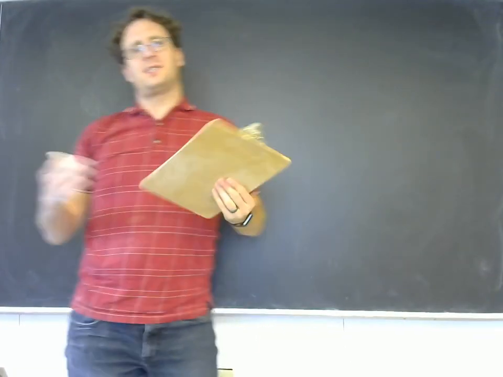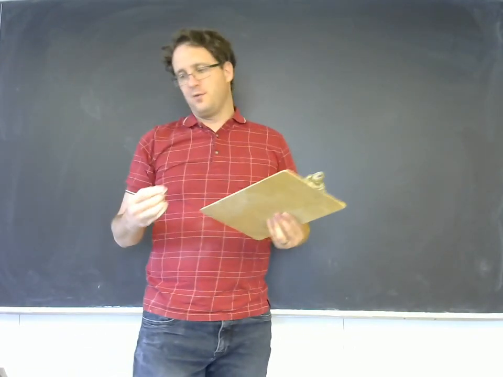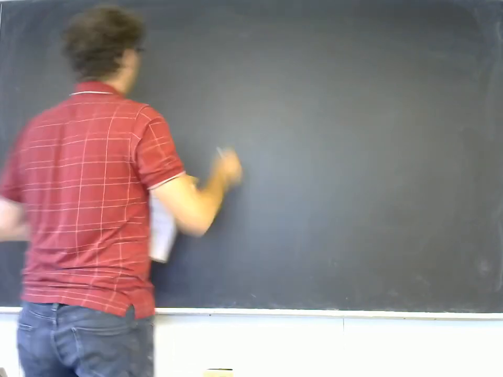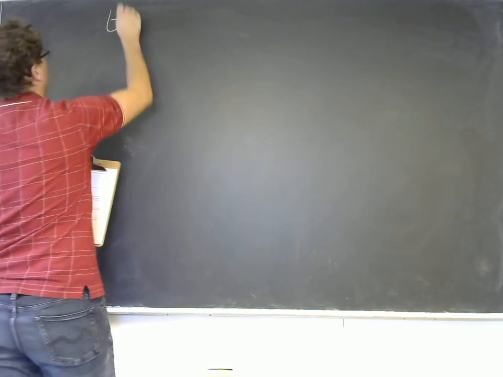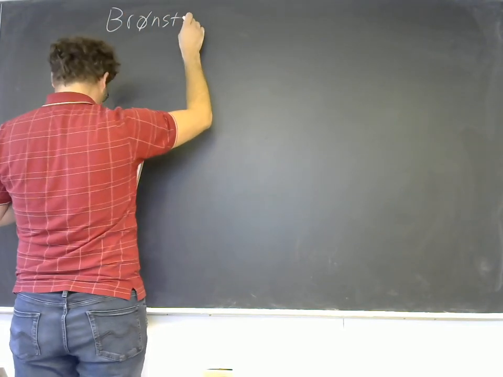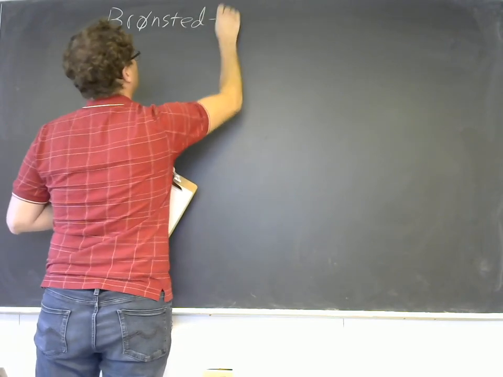Okay, in 16.2, we move beyond the Arrhenius theory for acids and bases, and we move into the Bronsted-Lowry definition. I always forget, it's just PD.